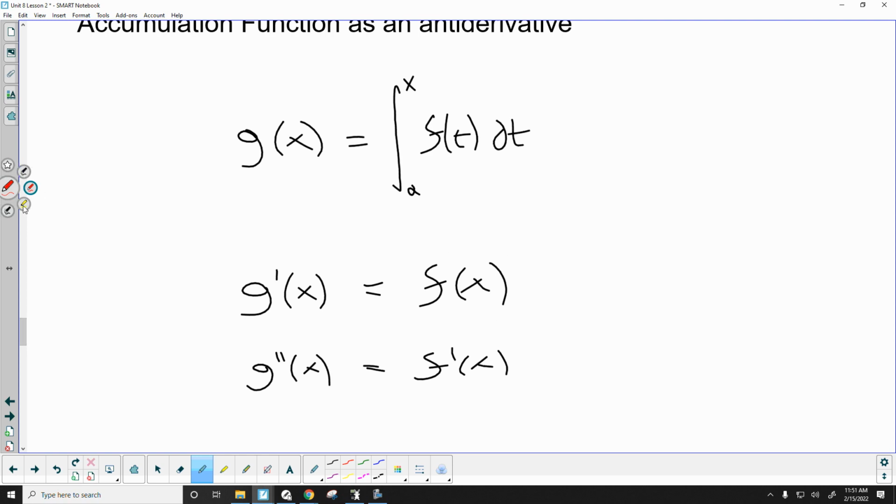Go back. Now, I'm going to say this, and then I'm going to say it doesn't matter. It's confusing you. Don't worry about it. If G prime equals F, what's the antiderivative of F? Big F. G is big F. G prime is big F prime.